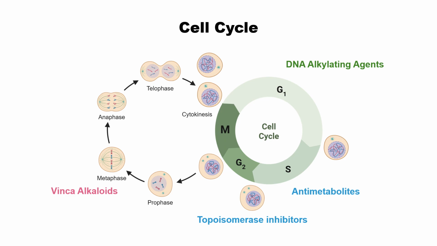Vinca alkaloid, the microtubule destabilizer, blocks the entry into metaphase. And taxanes, microtubule overstabilizers, can block the progress from metaphase into anaphase. So these are the representative classes of chemotherapy agents.